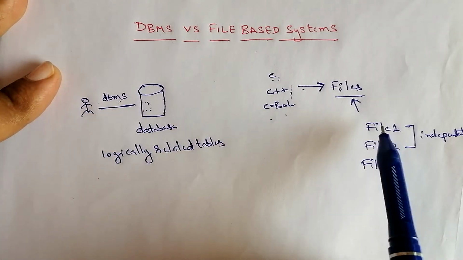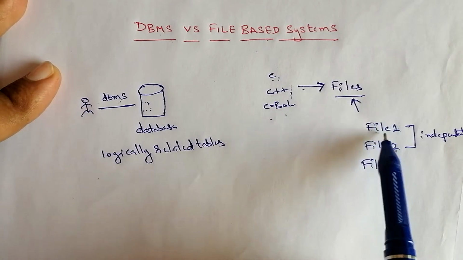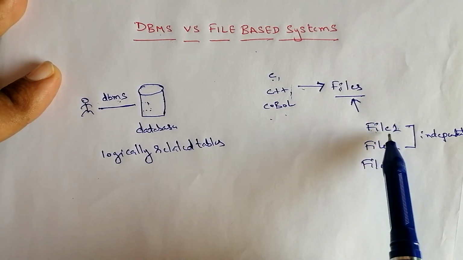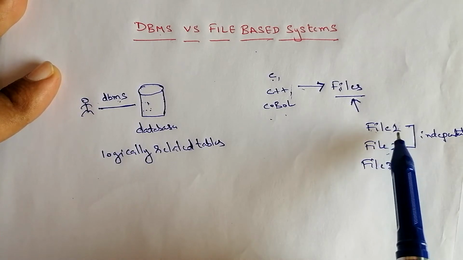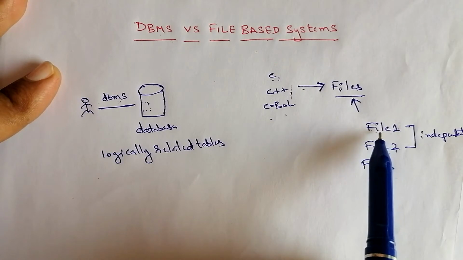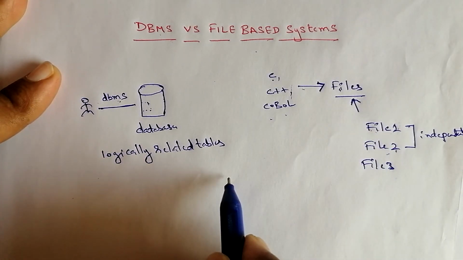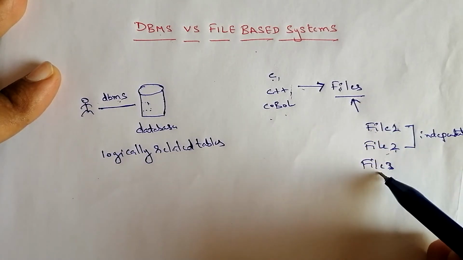Whereas in the file based system, there can be a situation where the file 1 contents and file 2 contents are mostly the same, with minor differences. So it will be a problem of the file based system. There will be a data redundancy problem. That is, we can have the same data replicated in multiple files.